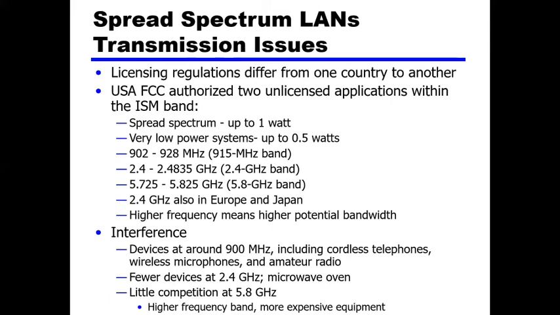Then USA FCC authorized two unlicensed applications within the ISM band, that is spread spectrum, very low power system up to 0.5 watt. Then 902 to 928 megahertz, then 2.4 to 2.4835 gigahertz, then 5.725 to 5.825 gigahertz, and 2.4 gigahertz in Europe and Japan. High frequency means higher potential bandwidth.